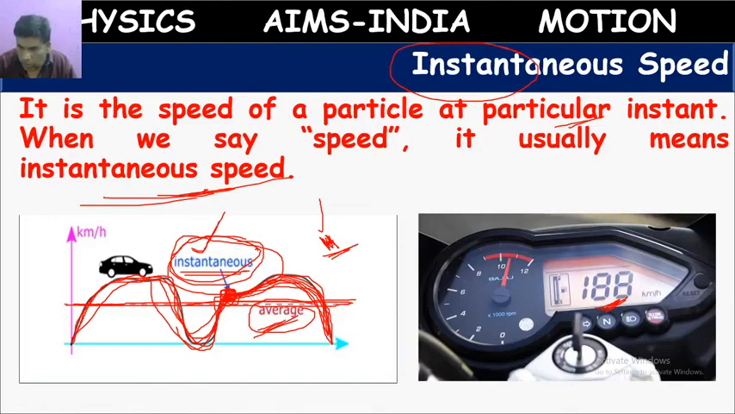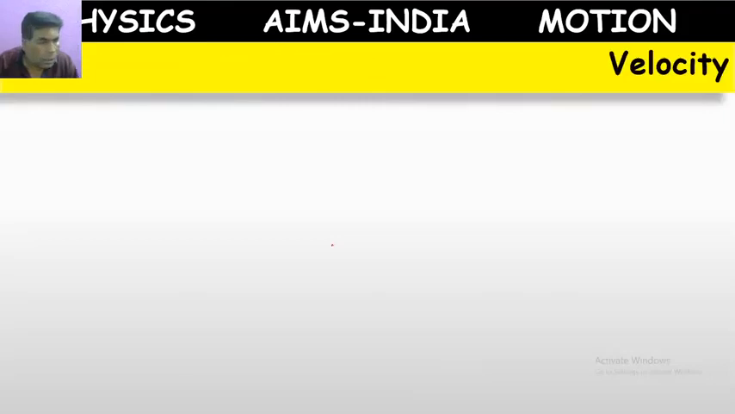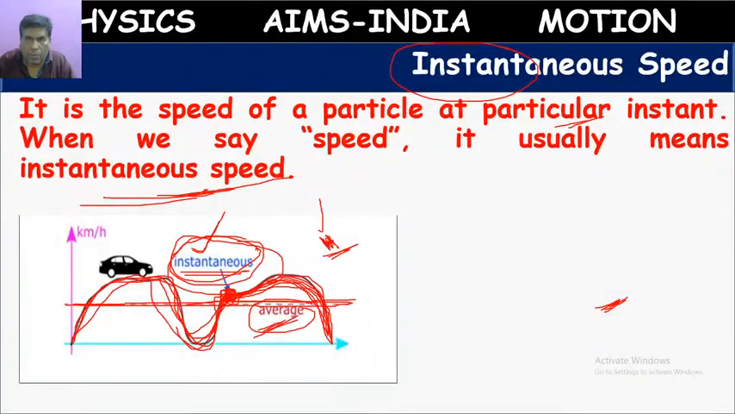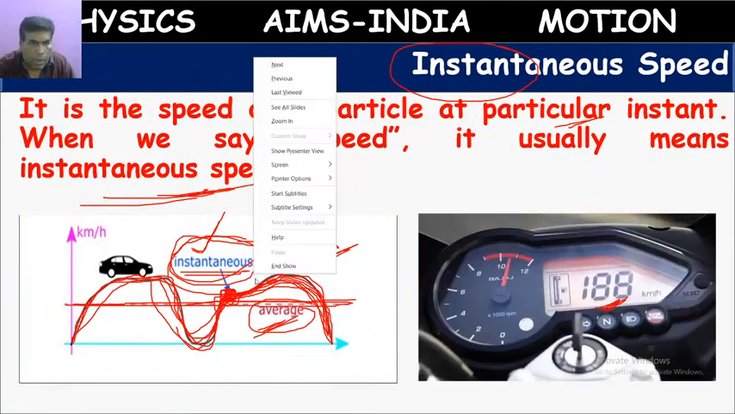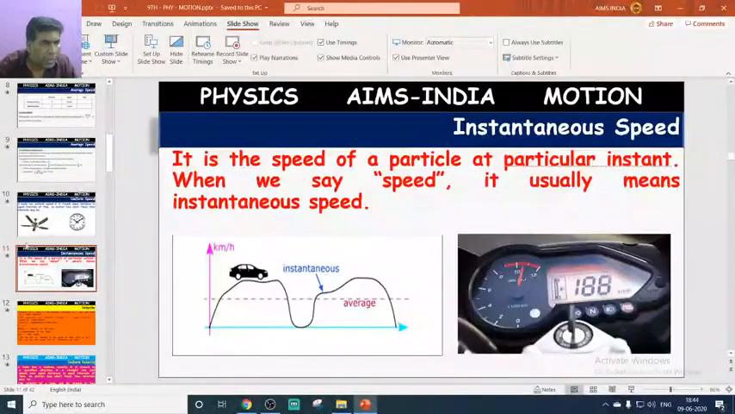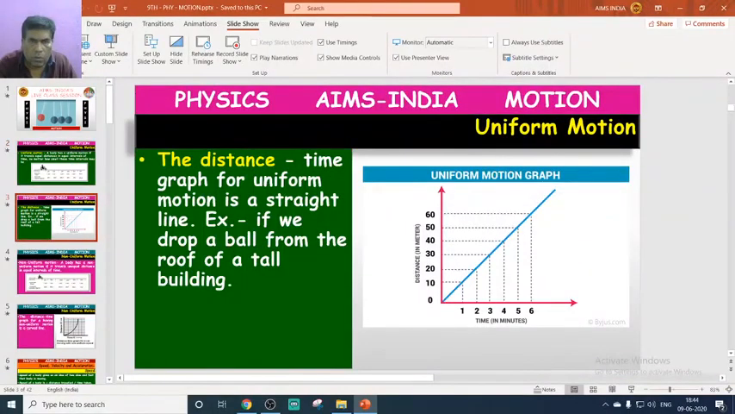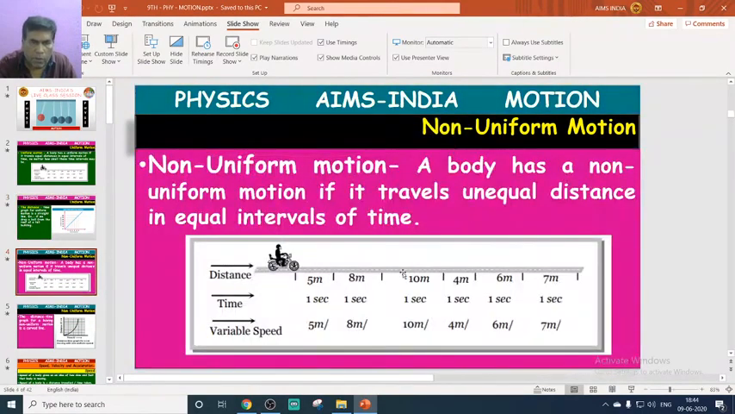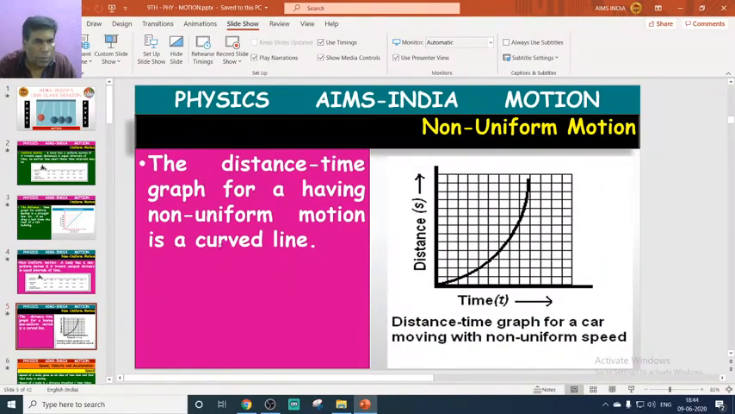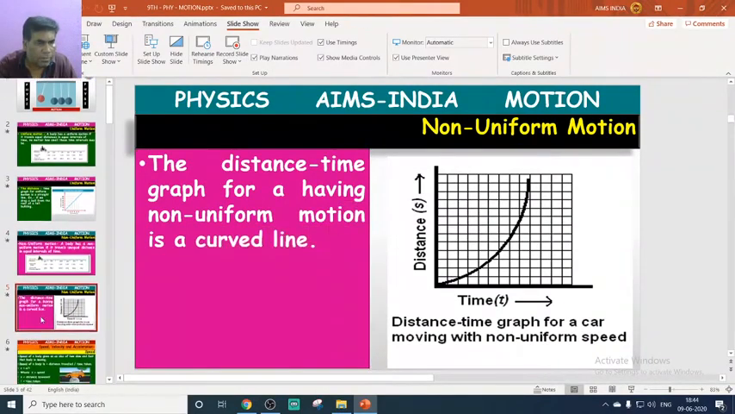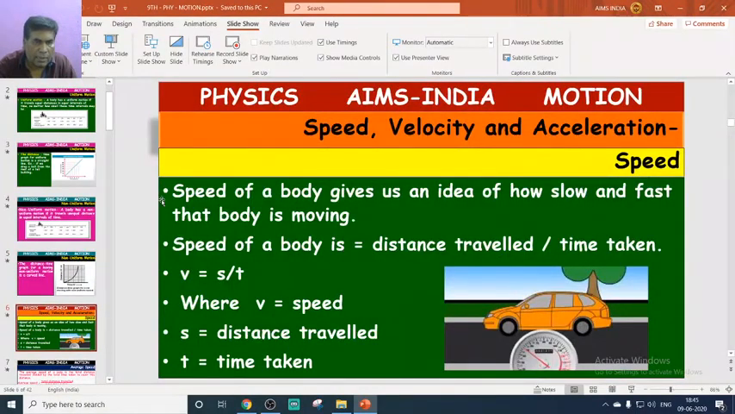About velocity, we will learn in the next topic. So today we have learned about uniform motion. The distance-time graph will show uniform motion. Non-uniform motion means covering unequal distances in equal intervals of time, and it is represented by a curved line. Next, speed, velocity, acceleration. Speed tells how fast or how slow we are going. Speed formula: distance by time.